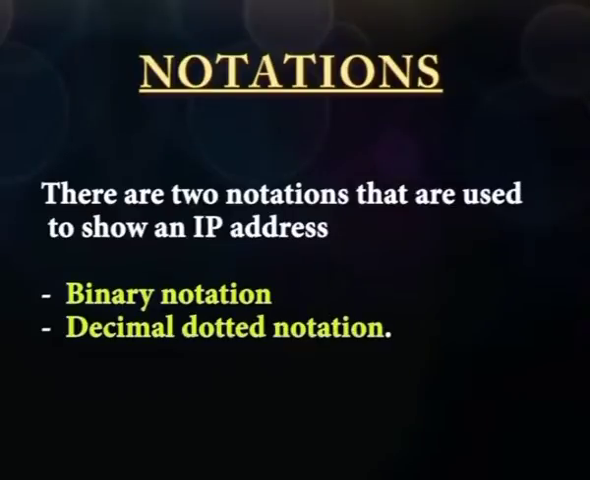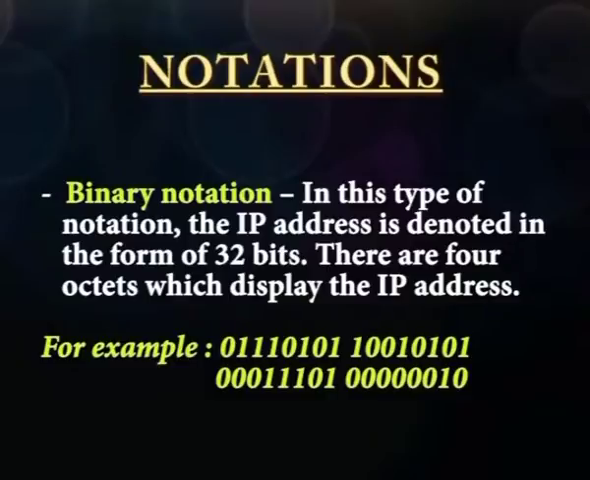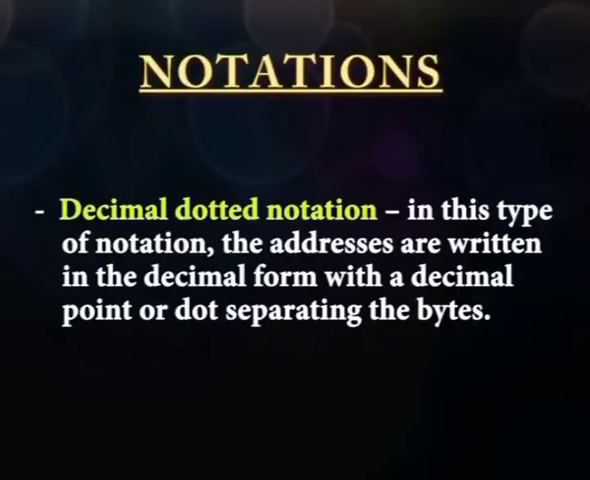Notations. There are two notations that are used to show an IP address: binary notation and decimal dotted notation. First, binary notation. In this type of notation, the IP address is denoted in the form of 32 bits. There are 4 octets which display the IP address. For example, 01110101 10010101 00011101 00000010.